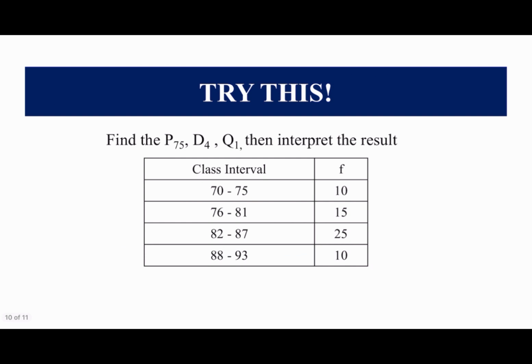Now you try this one. Find P sub 75, D4, Q1, then interpret the results.